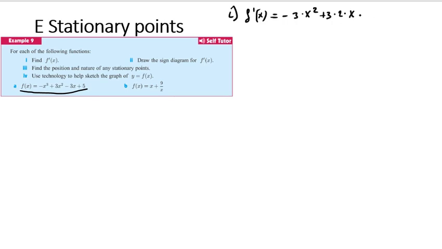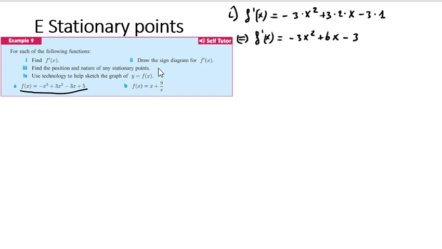And then minus 3 times the derivative of x, which is just 1, so times 1. And the derivative of 5 is just 0, so plus 0, or you can just leave it like that. So the derivative will be equal to minus 3x to the power of 2 plus 6x minus 3.